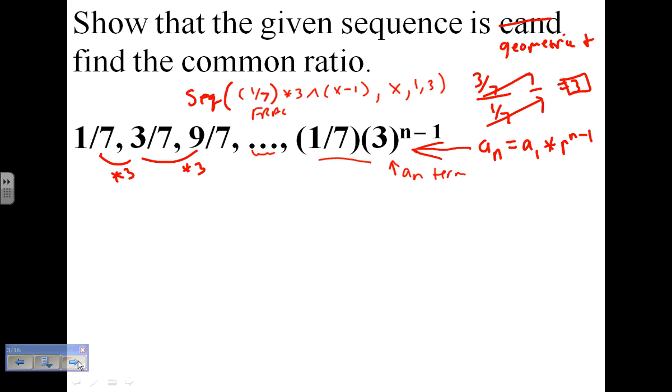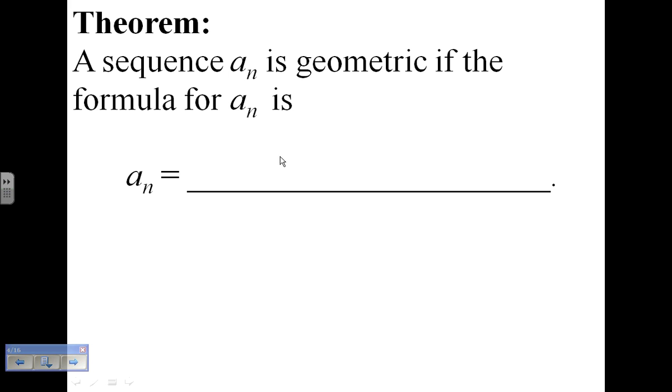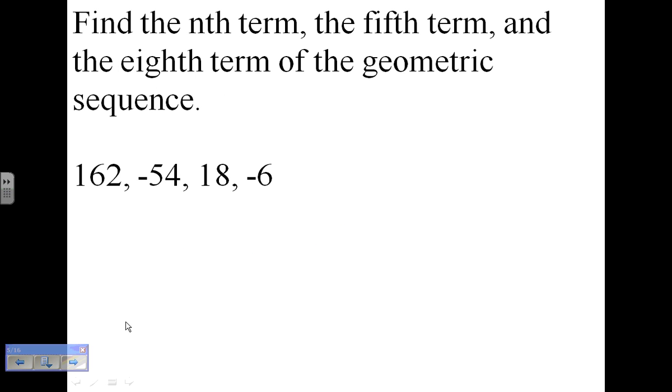All right, sounds good. We're moving on. The sequence a sub n is geometric if the formula a sub n equals, well, I just told you what it was, a sub 1 times r to the n minus 1, okay? A sub 1 times r to the n minus 1. That's for geometric. This is for arithmetic. Why am I bringing them up so much? I've seen hundreds of people get these mixed up on a test, and they get a poor score. All right, here we go. Find the nth term, fifth term, and eighth term of the geometric sequence.